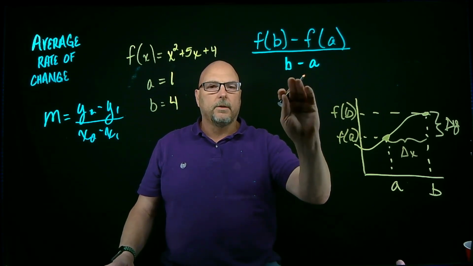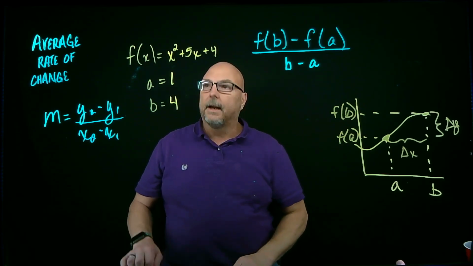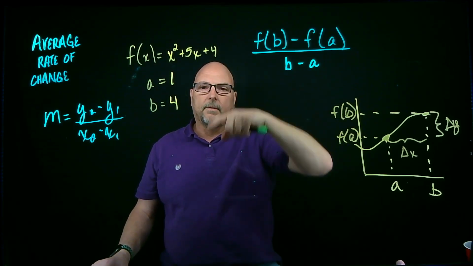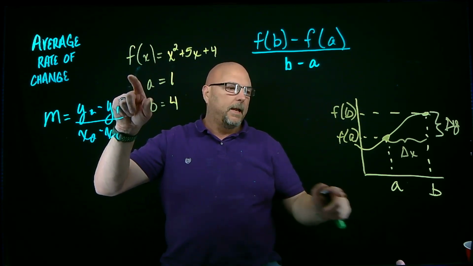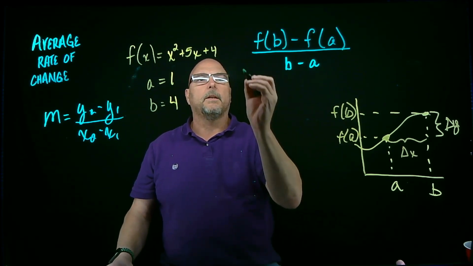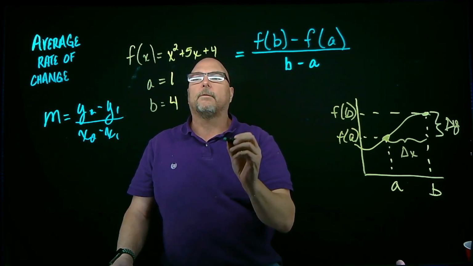So let's go ahead and use this formula. I've put up a function here, x squared plus 5x plus 4, and A is going to be 1 and B is going to be 4. So let's go ahead and do this. This is our average rate of change.